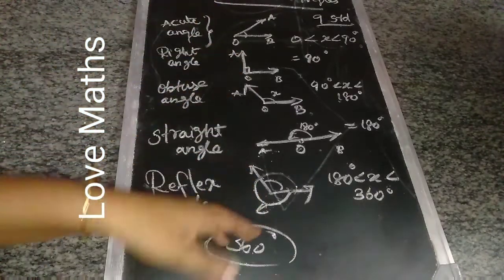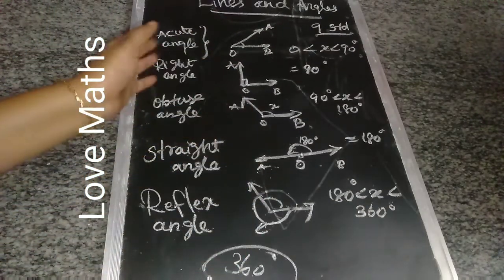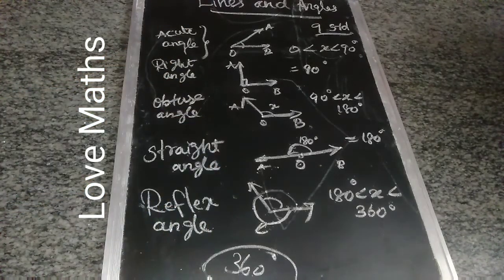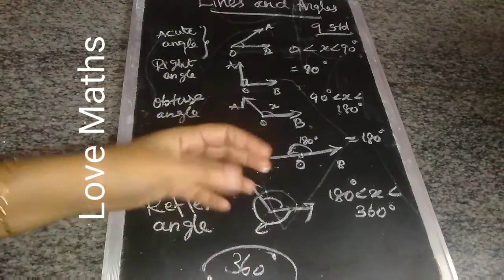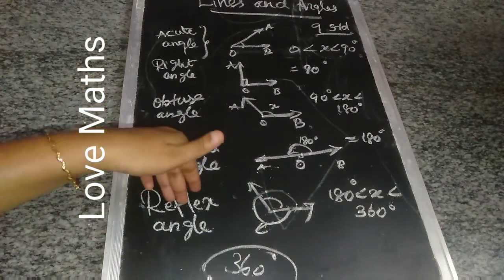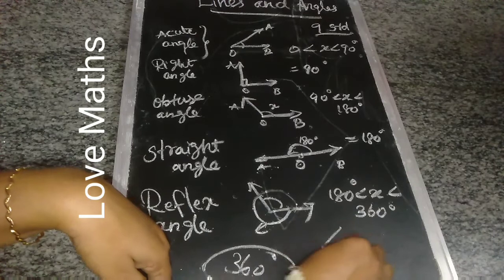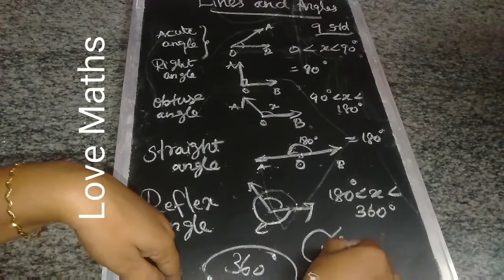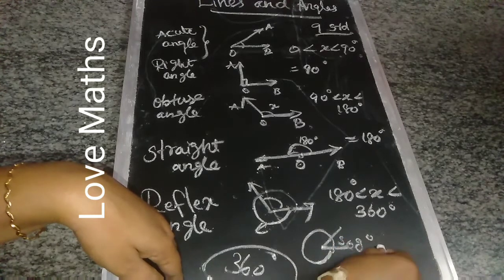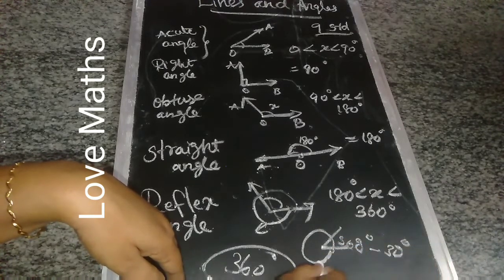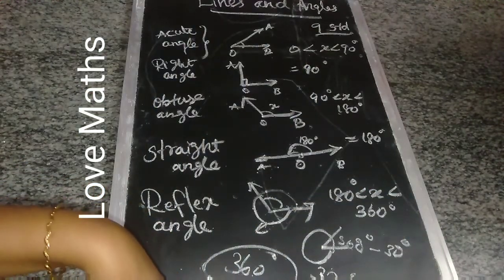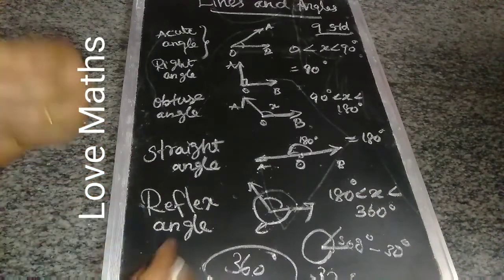These are the types of angles: acute angle, right angle, obtuse angle, straight angle. How to find the reflex angle also? In case of a 30 degree angle, what is its reflex angle? This is 30 degrees. The total is 360. From this 360, 30 degrees is taken away, so this is 330 degrees. That is the reflex angle of 30 degrees. These are the basic angles.